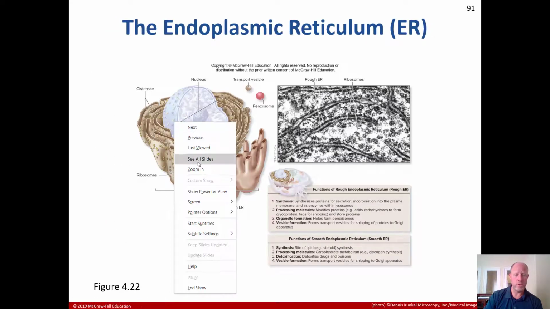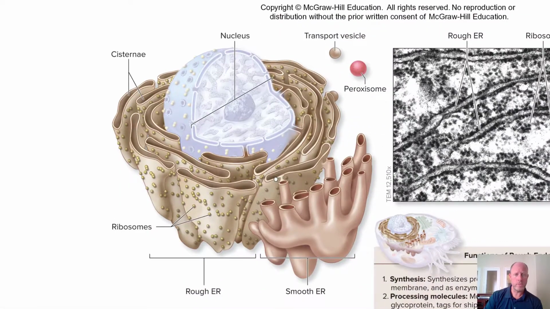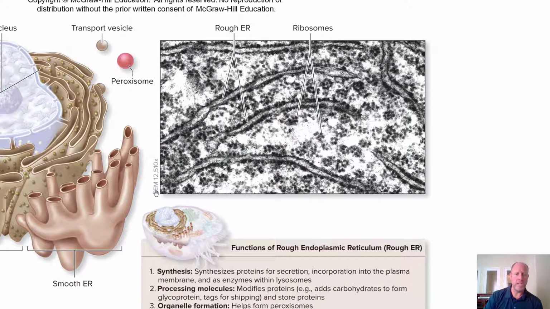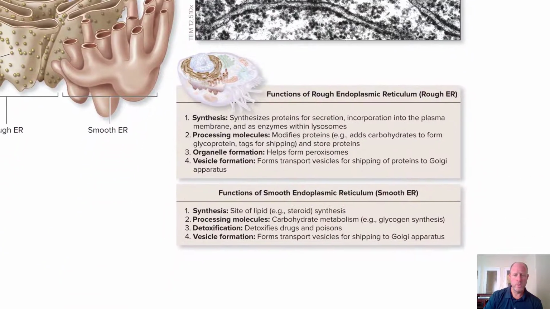So we can have a little picture here, to be able to see the nucleus and the cisternae of the organelle. You see a transport vesicle here, the peroxisome, which we'll talk about in a bit, and here's the rough endoplasmic reticulum and smooth endoplasmic reticulum. You can see through a TEM image here the rough endoplasmic reticulum and the ribosomes.